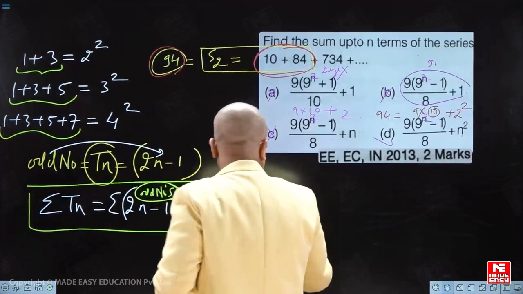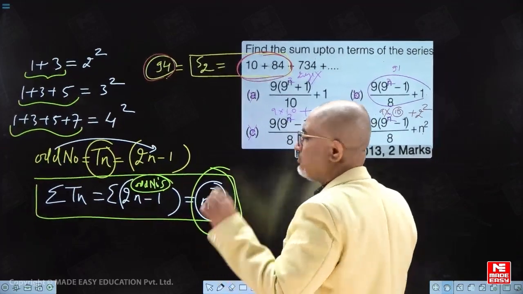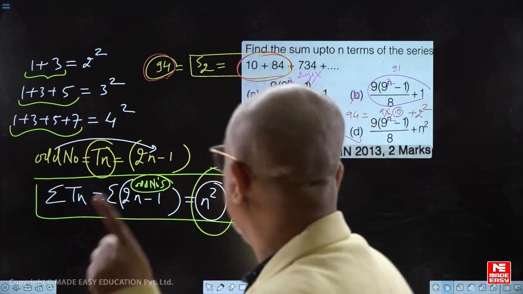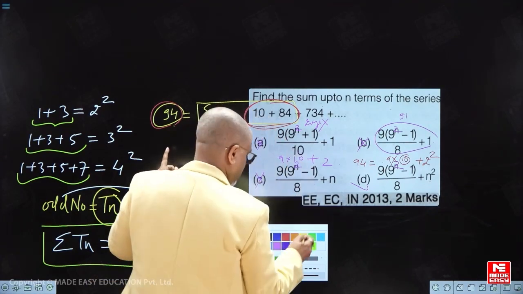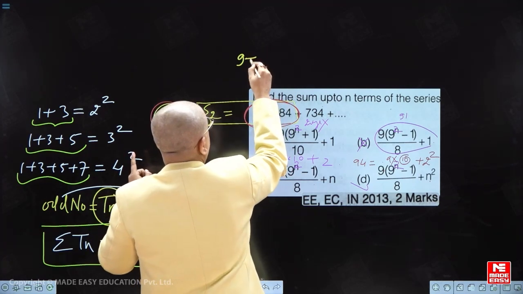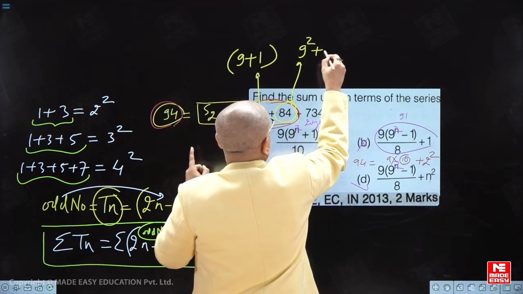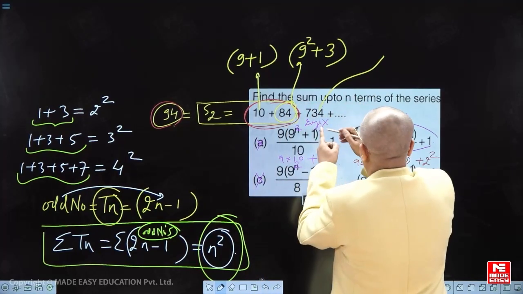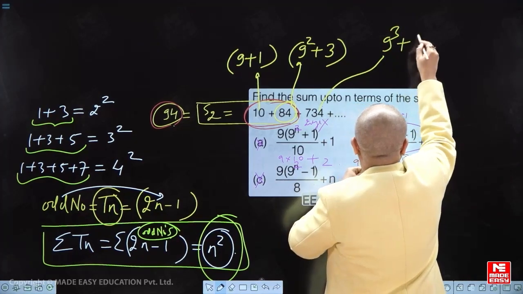Now, why am I telling you all these things here? Because of the fundamental fact, if you would have seen the question very clearly, you can shoot the question in a few seconds only, provided you are able to decipher what is happening around this question. This is 10, that is equal to 9 plus 1, my dear students. 84, that is 9 square plus 3. And if we take 734, 729 plus 5. 9 cube is 729 plus 5.